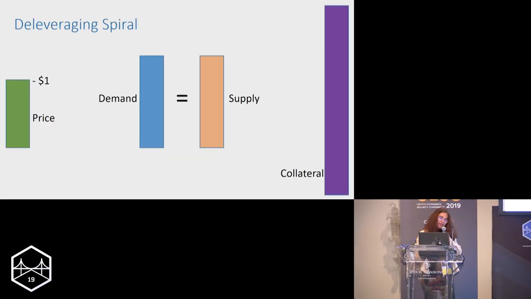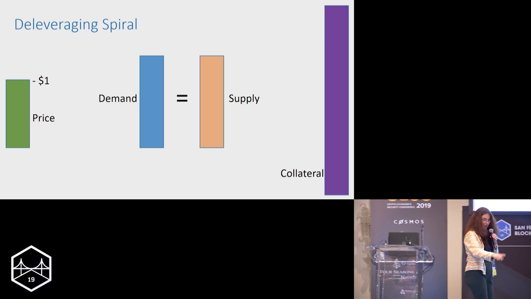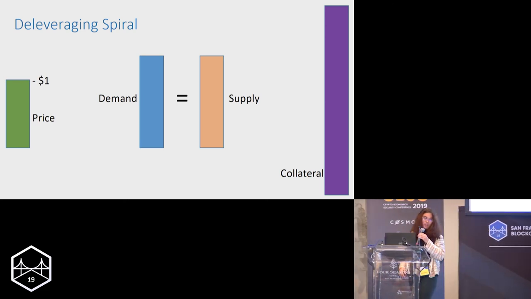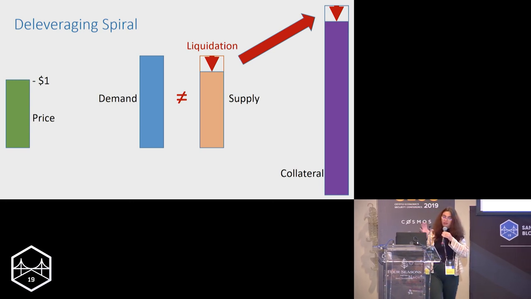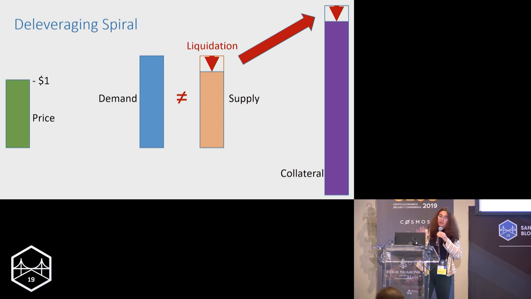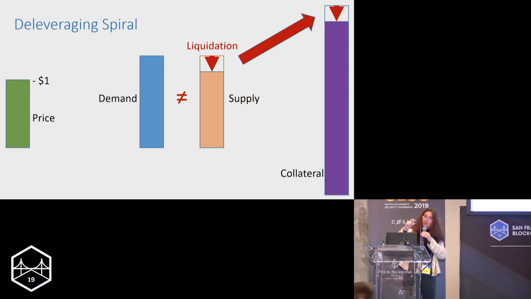So the way it looks is like this. You have first, let's say, demand equal to supply, and then you have the collateral, and you have the price nicely at one for the stablecoin. And now say there is a liquidation, you reduce the supply, then you eat the collateral, because we make an assumption in the model that the weight that the stablecoin holders are placing in this market is fixed.